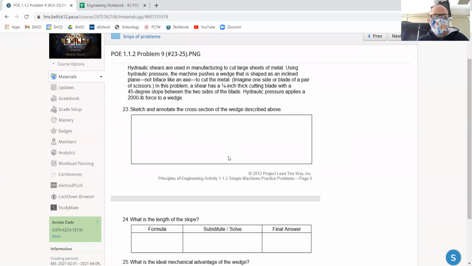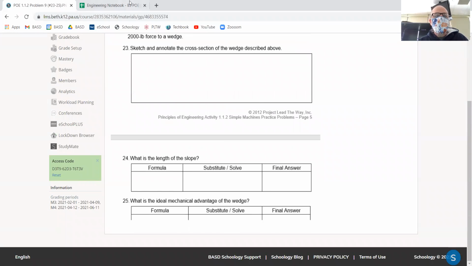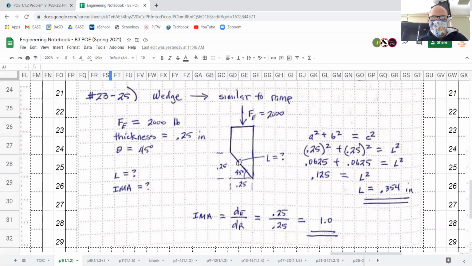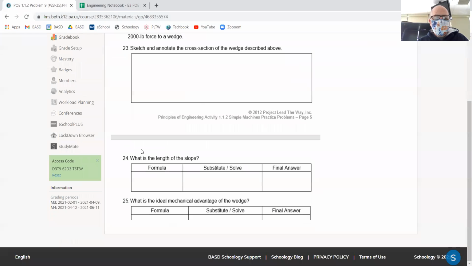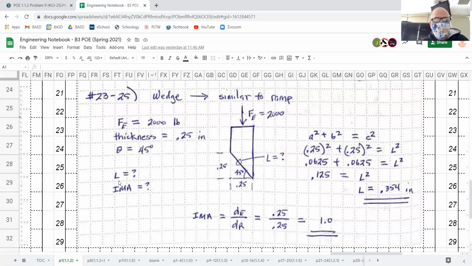And then it says, what is the length of the slope? I'm calling that L, the length of the slope. And then it also says, what is the ideal mechanical advantage of the wedge? Okay, the IMA, ideal mechanical advantage of the wedge. So I have the given, with the sketch as part of the given. I have the unknown.